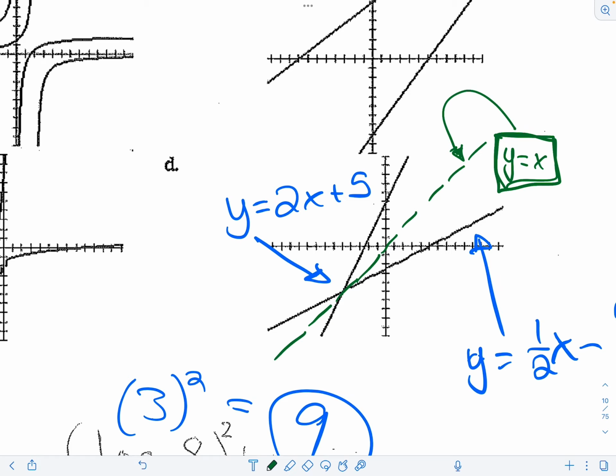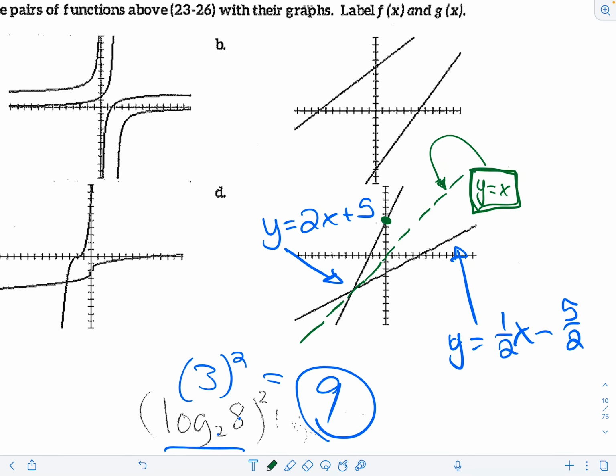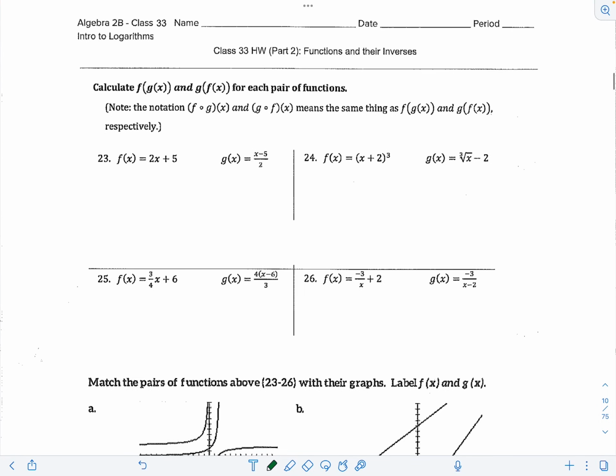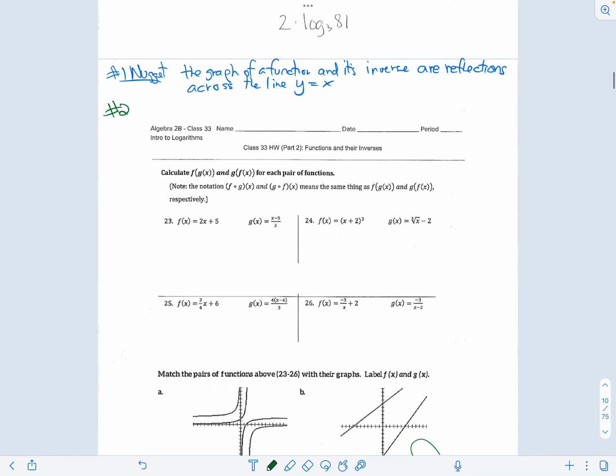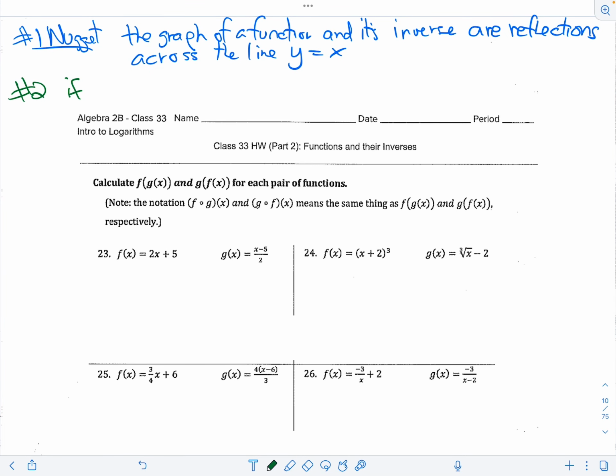Now another nugget of truth here, and we'll stay with this example first, is that if (0, 5) is on this graph, then (5, 0) will be on the graph of its inverse. So here it is generally, and this is nugget number 2: if the point (x, y) is a point on f of x, then (y, x) is a point on its inverse.